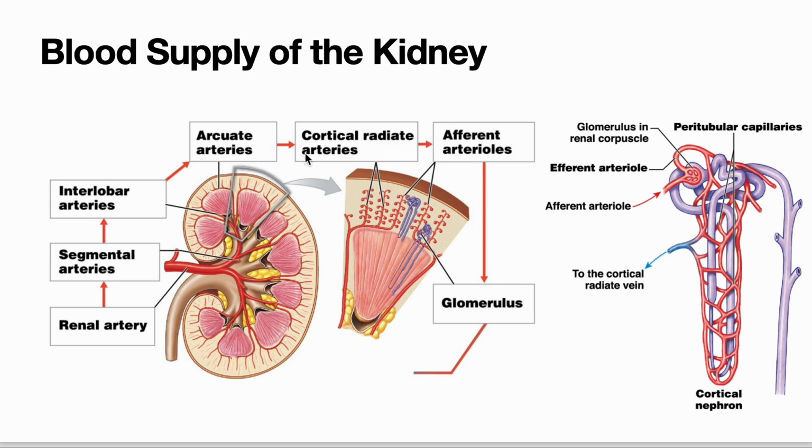Those will then give rise to cortical radiate arteries, which you can see right here. And hanging off of them, looking like little berries, are actually the glomeruli of the renal corpuscle. Those are the afferent arterioles. Now we can see the afferent arteriole coming in and forming the glomerulus, and then it leaves as the efferent arteriole, which is a little narrower than the afferent. So that helps build pressure inside the glomerulus.